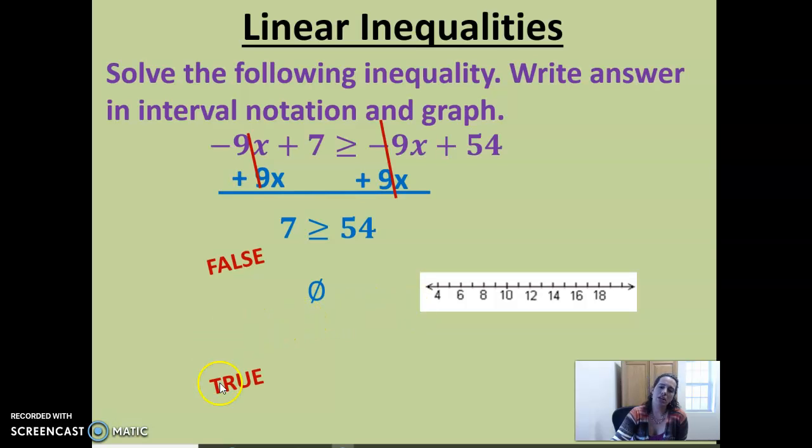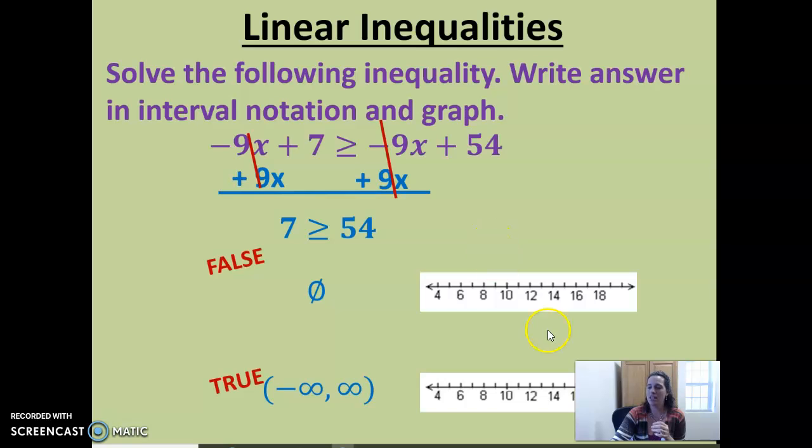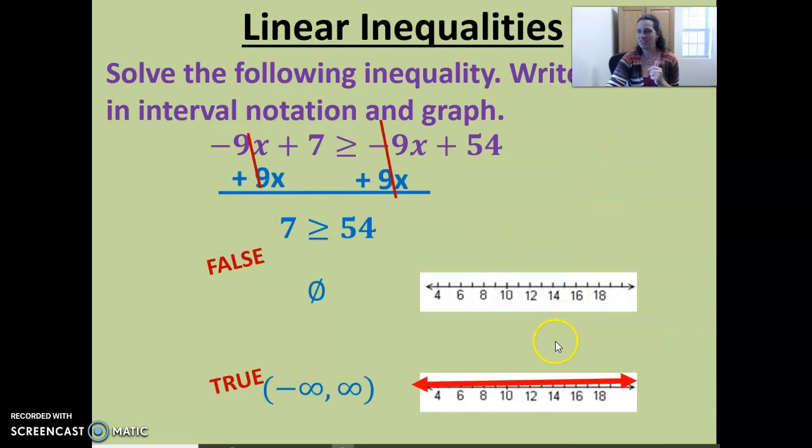Now, if it were a true statement, which again, ours is not, your answer would be everything from negative infinity to positive infinity. Every single thing would get to count as an answer. Graphically, that would mean that you are going to shade everywhere. Everything's an answer. There is no parenthesis bracket stuff going on. It's just everything on the number line gets to count as an answer.